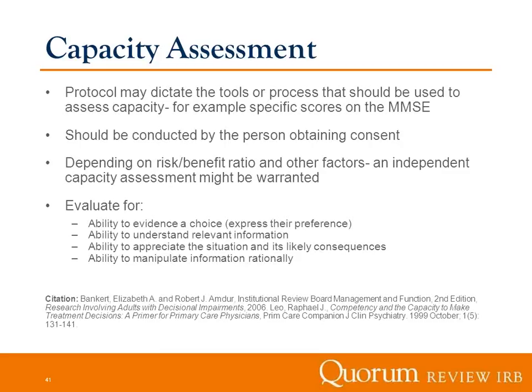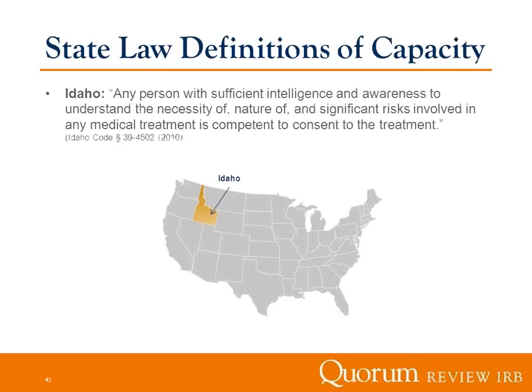The next is whether they have the ability to understand the relevant information. Can they appreciate the situation and its likely consequences? And then can they manipulate the information rationally and really kind of understand if this, then that? So those are different evaluations that should be made when you're looking at the capacity of an individual to enter into the study and to decide whether they should enter into the study.